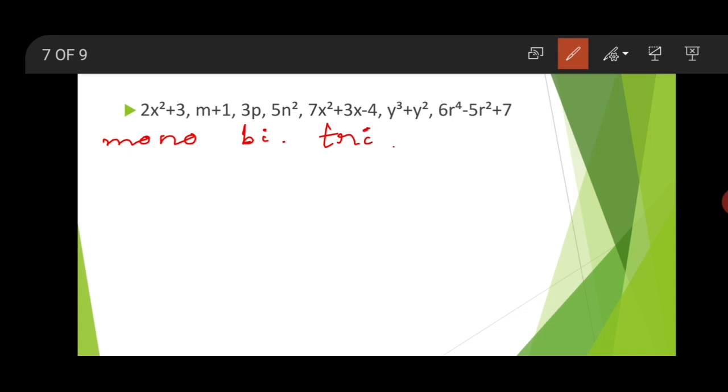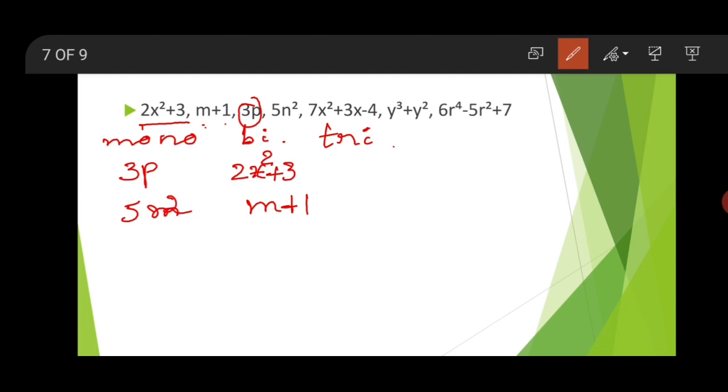So, let us see 2x square plus 3. Is it a monomial? No, it contains two terms. So, it is a binomial. Classify 2x square plus 3 under binomial. Yes, m plus 1. Again, it contains two terms. It is also a binomial. Then 3p. It contains only one term, so it is a monomial. 5n square is also a monomial.